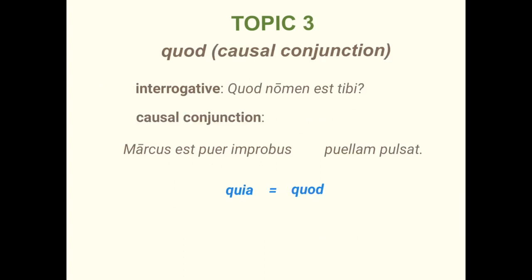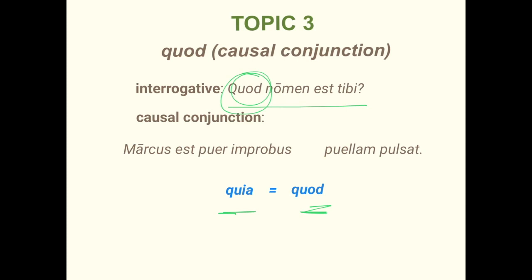Topic 3. Quod as a causal conjunction. We have seen quod many times before. For example, quod nomen est tibi is quod as an interrogative. In this chapter, we're going to use quod as a causal conjunction, meaning it's joining 2 clauses together and it's showing that one causes the other. In this case, it's very simple to think of quod as essentially being equivalent to quia. Think of them as synonyms.